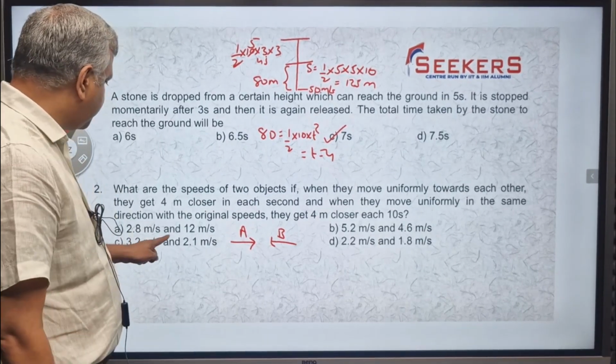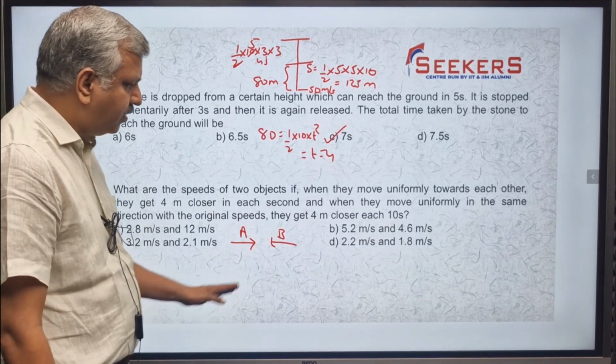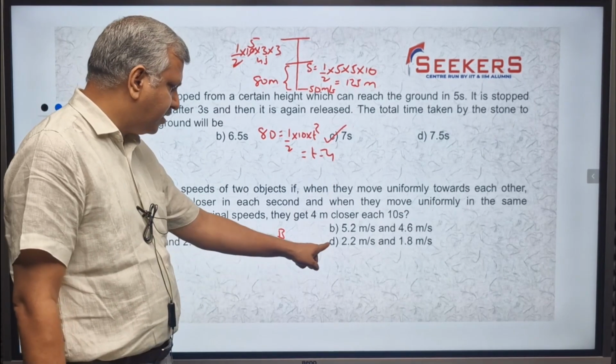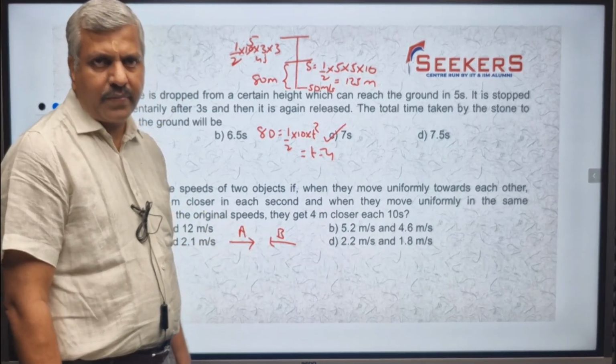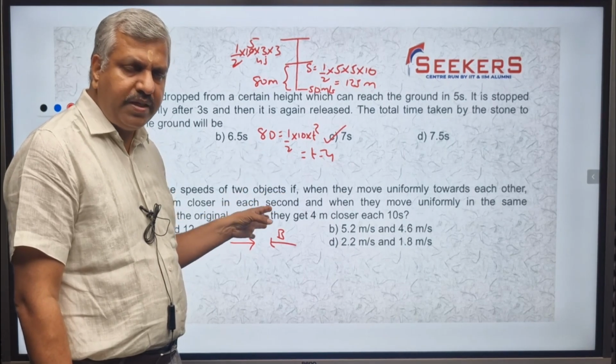So let me look at the options. Option A is not the answer. Option B also cannot be the answer. Option C also cannot be the answer. Only possible option is D. Okay. So many times if you just read the question, try to understand what it means, it will work out more easily.